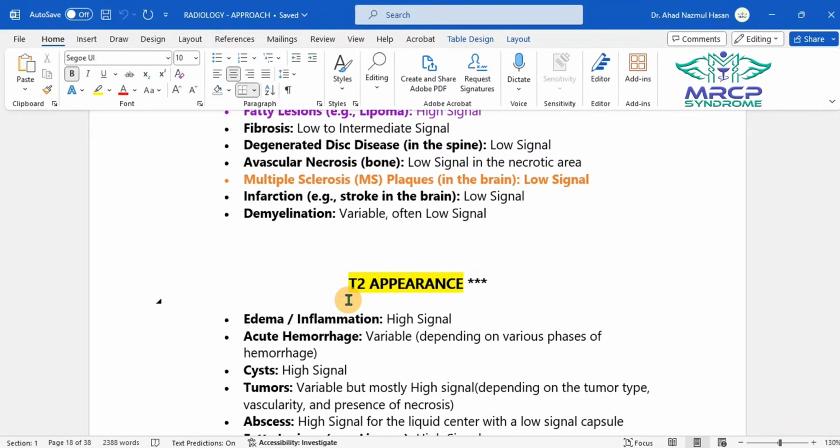Which type of sequence is most commonly used in case of multiple sclerosis? T1 Flair, T2 Flair, or STIR pattern? Flair. In case of multiple sclerosis, we commonly go for the Flair sequence. And in case of decompensated thyroid eye disease, which sequence is most commonly used? STIR. Yes, the STIR pattern is most commonly used.